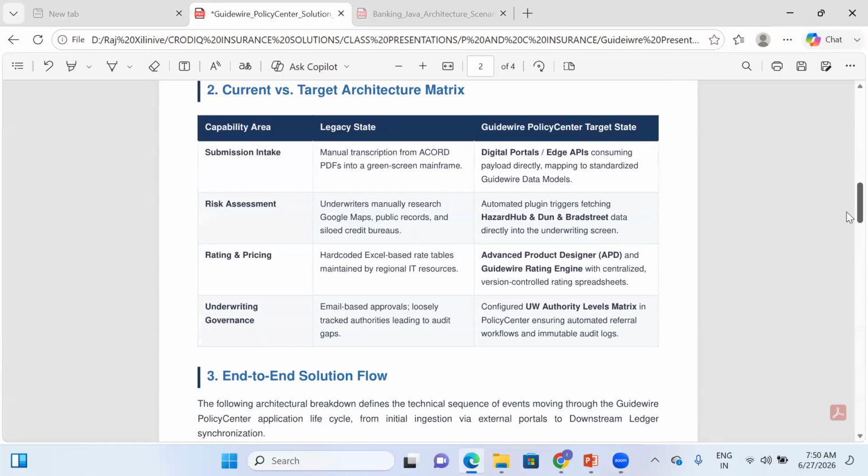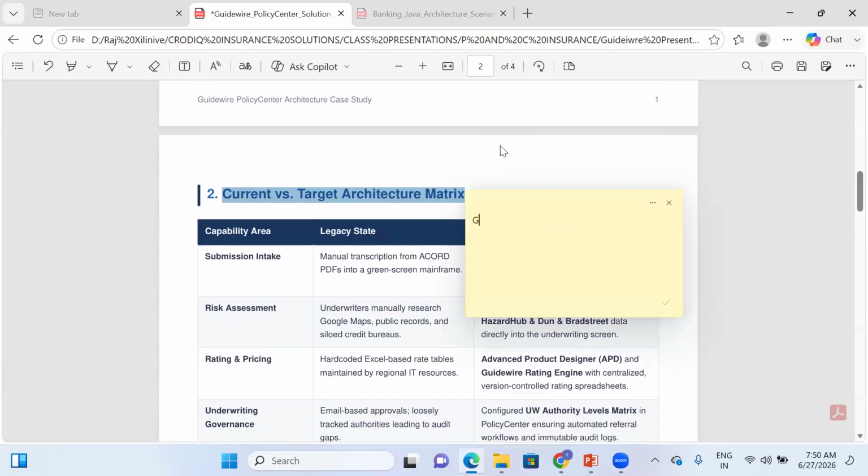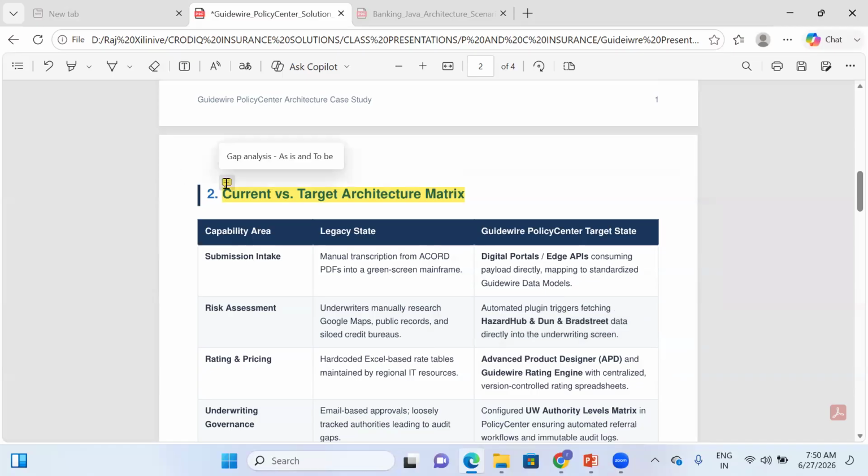Next, about legacy to target. This is what we usually call gap analysis. In simple terms, we call it gap analysis, where we are identifying the gap between as-is and to-be. Understood? So we are doing gap analysis between as-is and to-be.